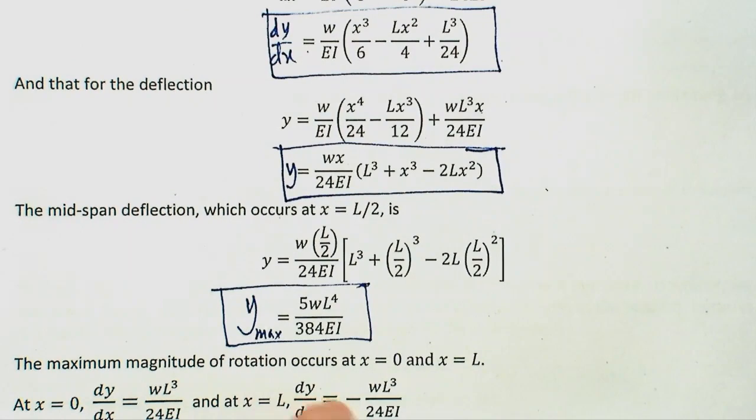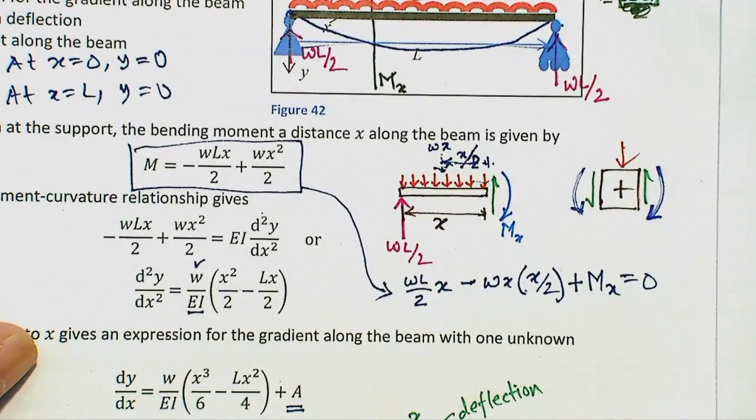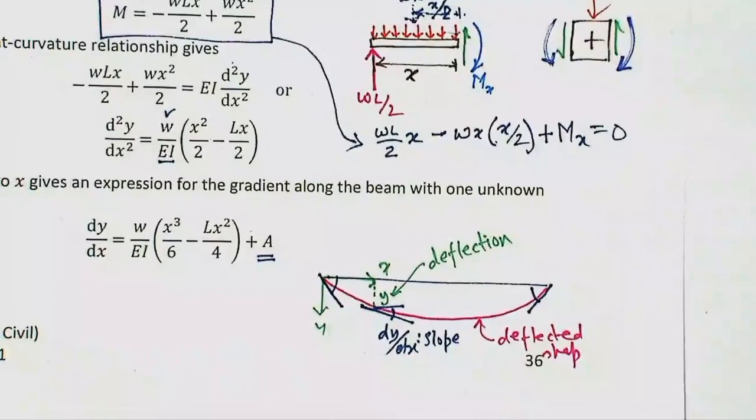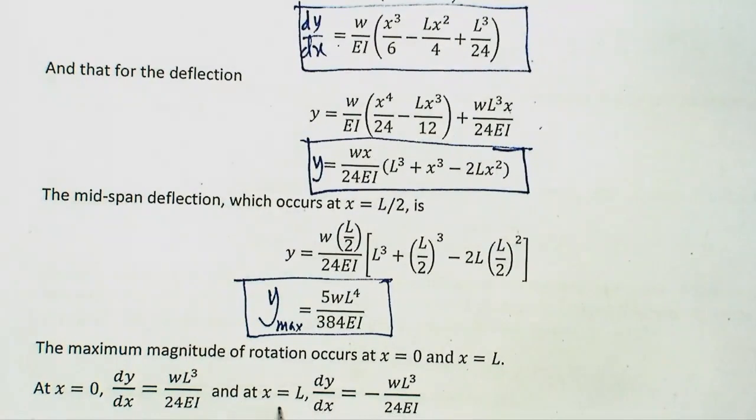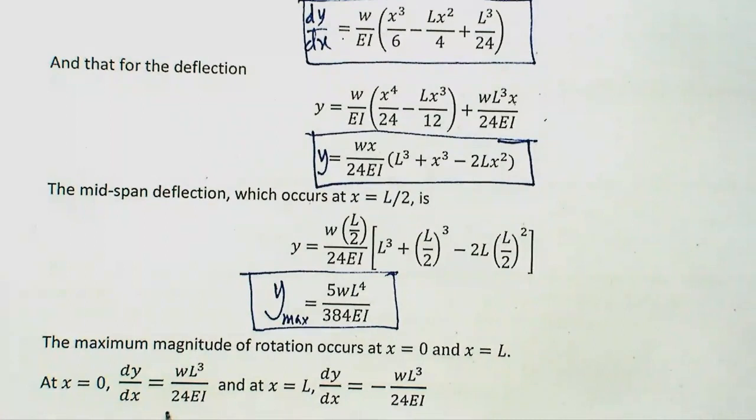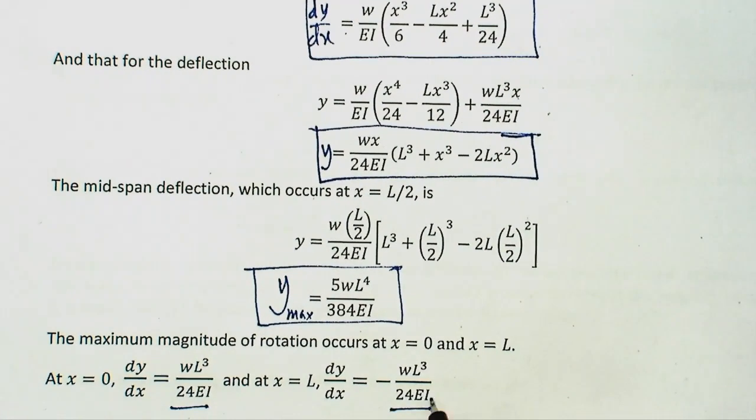And the maximum magnitude of rotation or slope will occur at either end. So, maximum rotation or slope is either here or at that end. That is where the maximum rotations occur. So, you put x equal to 0 to get dy/dx and x equal to L, and you will see they come up with the same magnitude, but different signs. So, positive and negative slope.